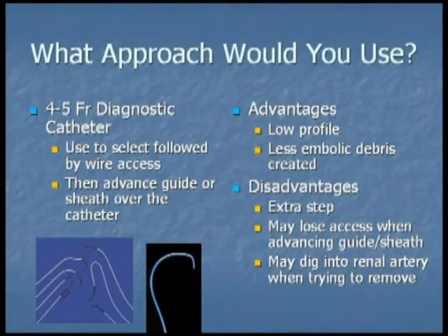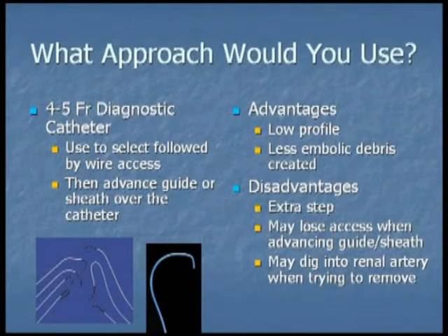There are two different types of approach in terms of getting access into the renal arteries for successful stenting. The first is a 4 to 5 French diagnostic catheter, which is used to select the renal artery, followed by wire access. Once the wire is in position, the guiding catheter or sheath is then gently advanced over the catheter in a coaxial system.